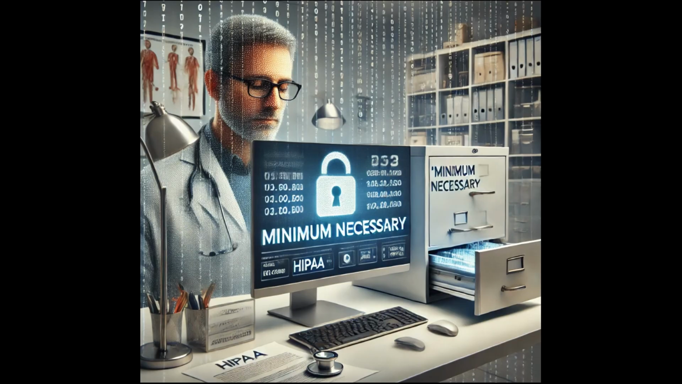One key rule of HIPAA is the minimum necessary requirement. This means that only the minimum amount of protected health information, PHI, needed to accomplish a purpose should be shared. If certain information isn't necessary, it should be kept private. This helps protect patient privacy and ensures that sensitive information is only shared when absolutely needed.